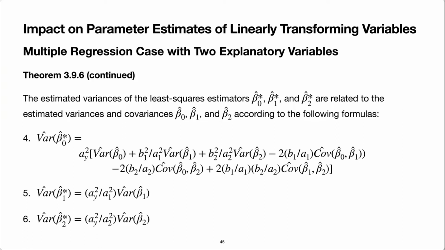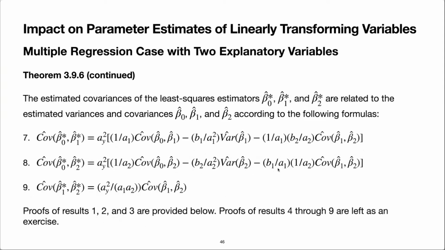Okay, similarly, the estimated variance of beta 1 star hat can be written in terms of the estimated variance of beta 1 hat according to this formula, and then the estimated variance of beta 2 star hat is related to the estimated variance of beta 2 hat according to this last formula. All right, and then finally, on the next slide, we have three more formulas.